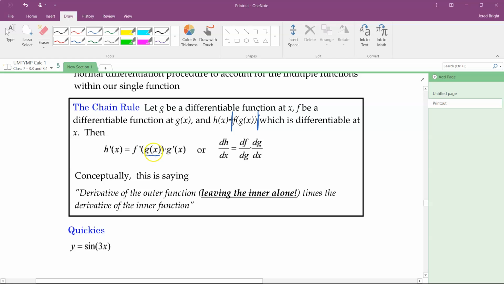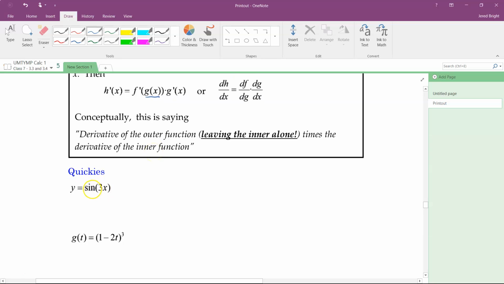So for example, this one, when you imagine those vertical differentiation bars, you have to differentiate sine, which we know is cosine now, and then you would leave the 3x alone, and then you would multiply by the derivative. The vertical differentiation bars now move inside, so I'm going to move them inside and multiply times 3.